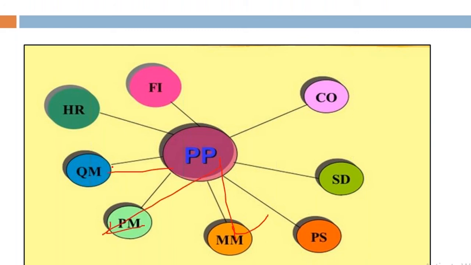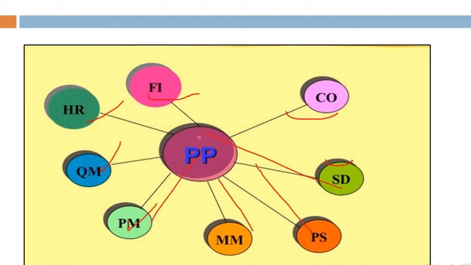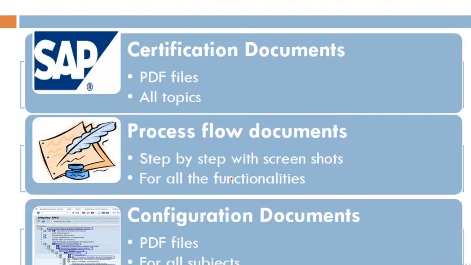of SAP, like MM, materials management, PM, plant maintenance, QM, quality management, HR, finance, controlling, SD, project system. So if you do certain activity in other modules, how it will affect our PP module. At the same time, if you do certain activity in PP, how it will affect other modules. So that integration part we will discuss.